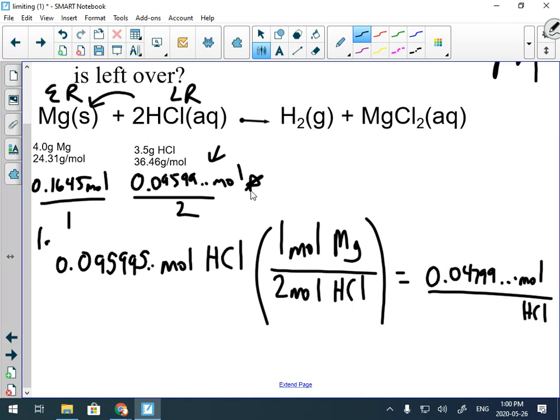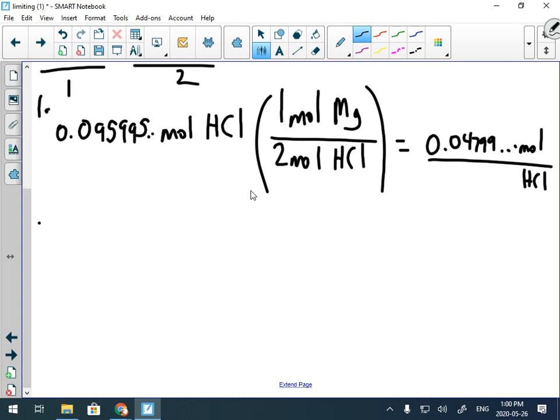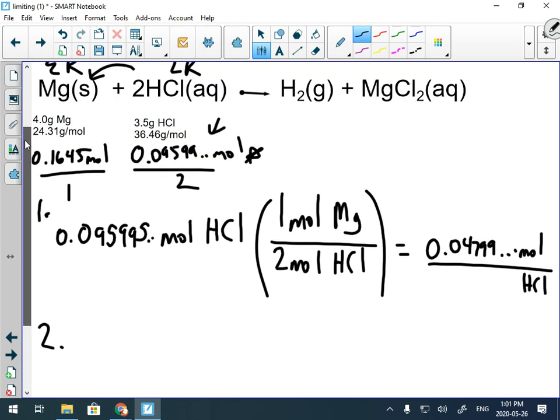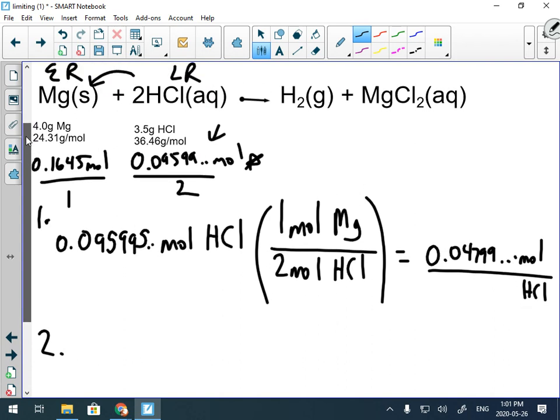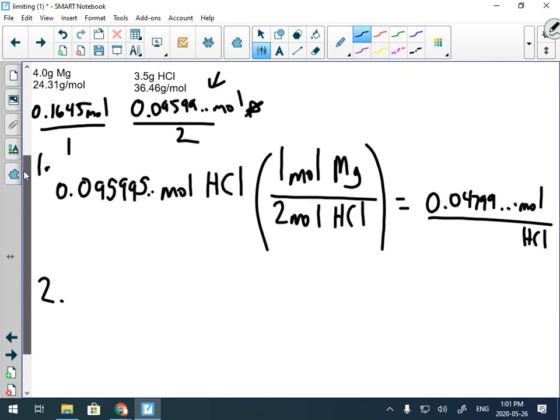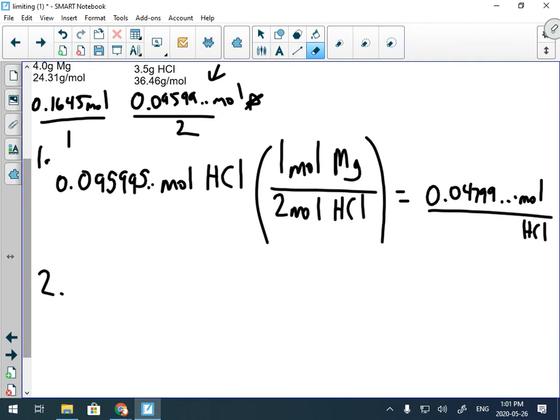Okay. Now the second step is I have to find the mass of hydrochloric acid that was used. So I'm going to use the mole of magnesium. My bad, because these cancel. Backtrack, that's magnesium.